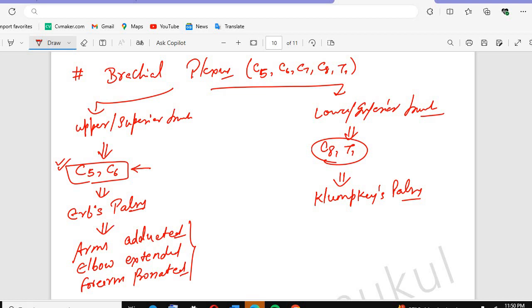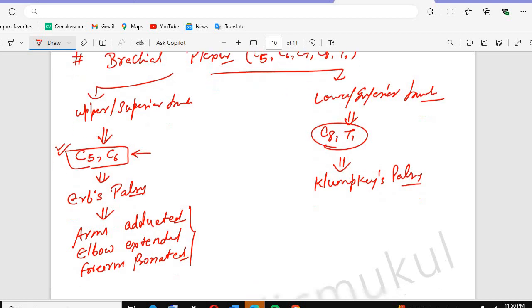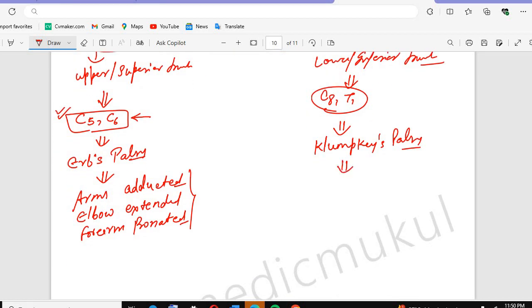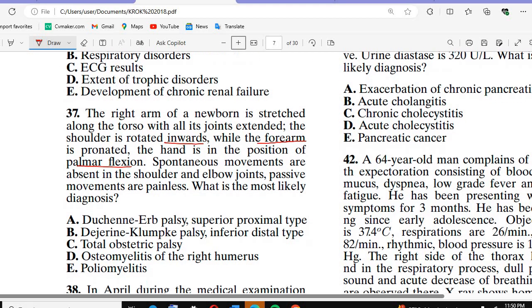In Klumpke's palsy, remember what you will see: the ulnar nerve would be damaged and no grasping reflex would be seen in this patient. So the inferior lower type we call Klumpke's palsy, and the upper superior type we call Erb's palsy. Okay, so this is what we have seen.